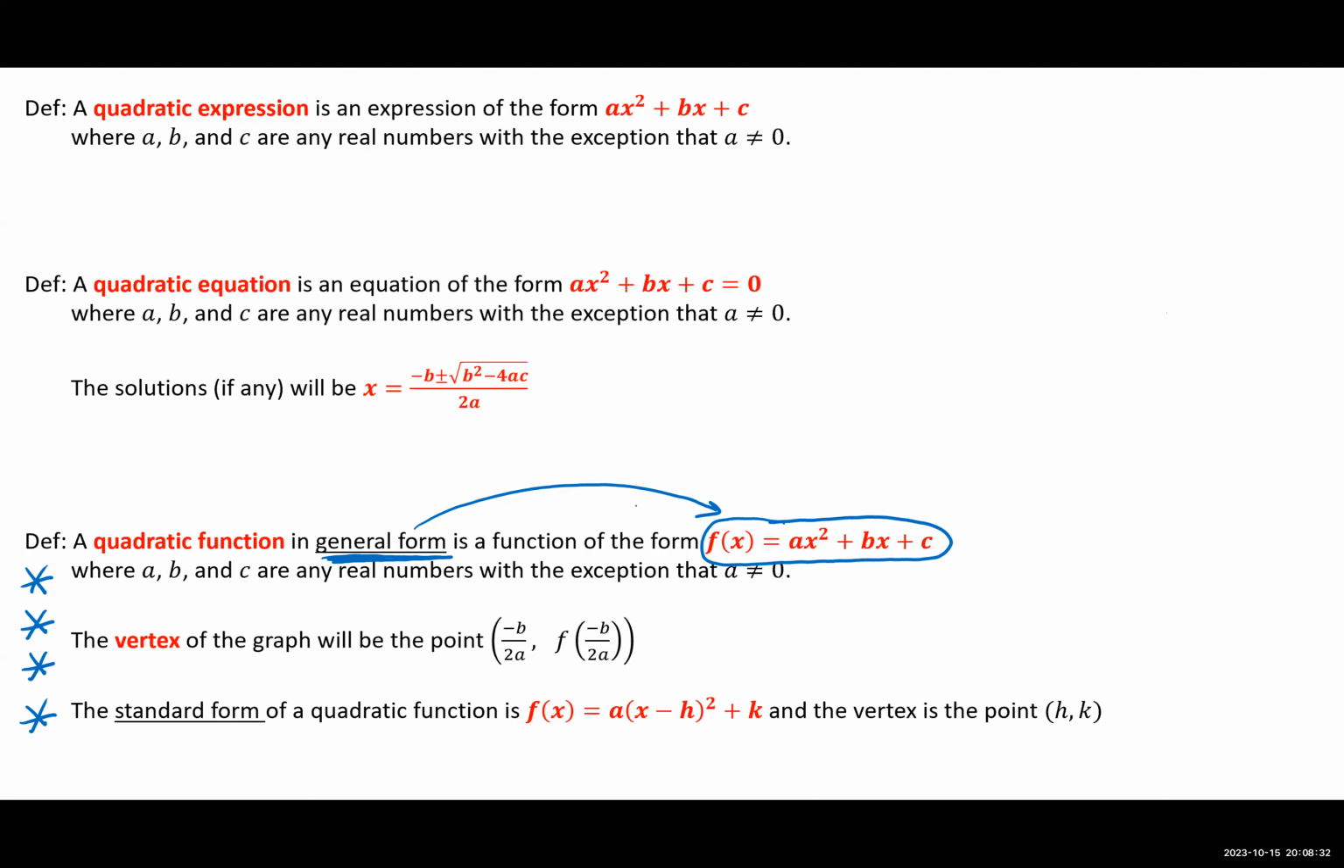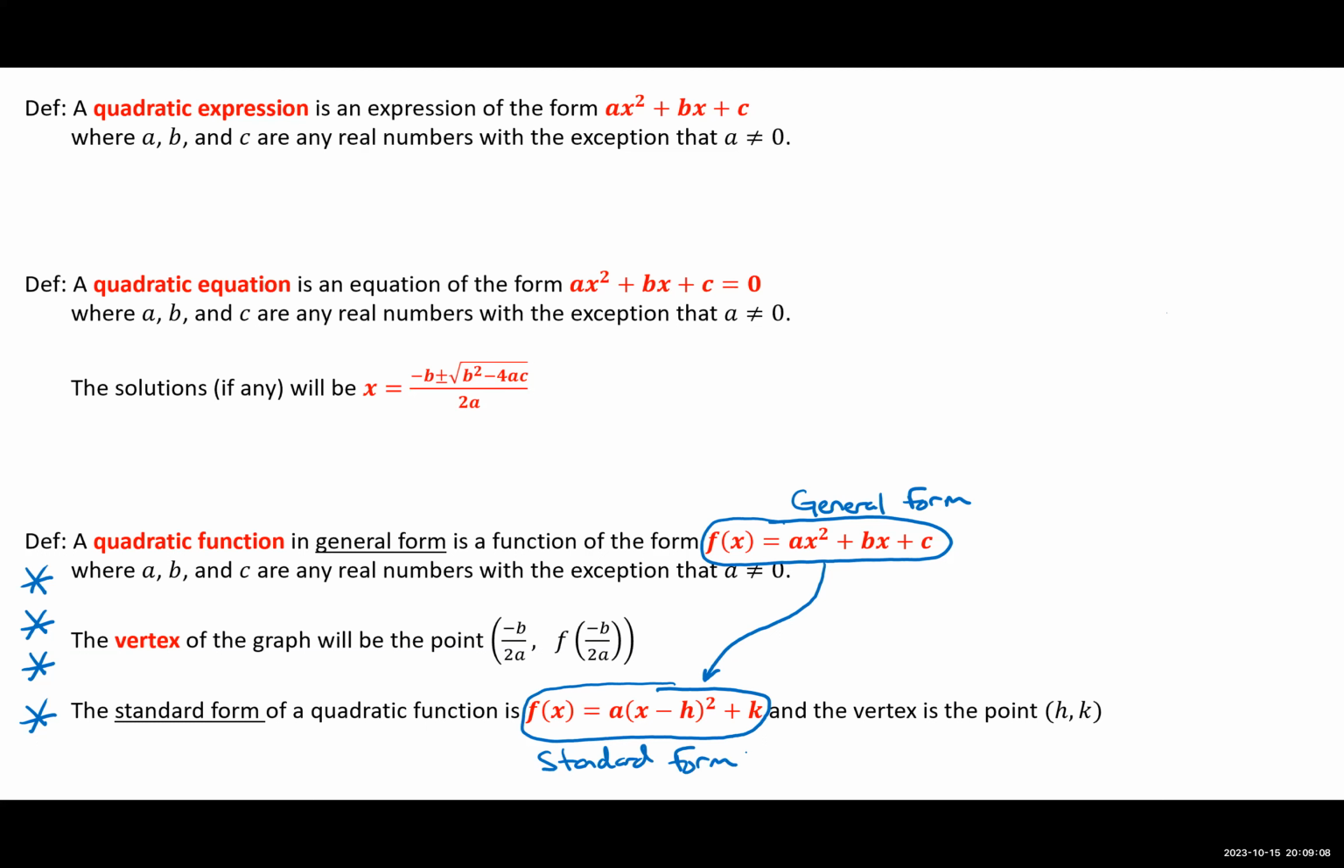But this is not a completely new topic or concept. We're still going to need to do things like factor and solve and use the quadratic formula and things like that. Now, you can take what's called the general form. Let me just write that up here. General form. And you can manipulate it to look slightly different, and this is called the standard form. General form, standard form.